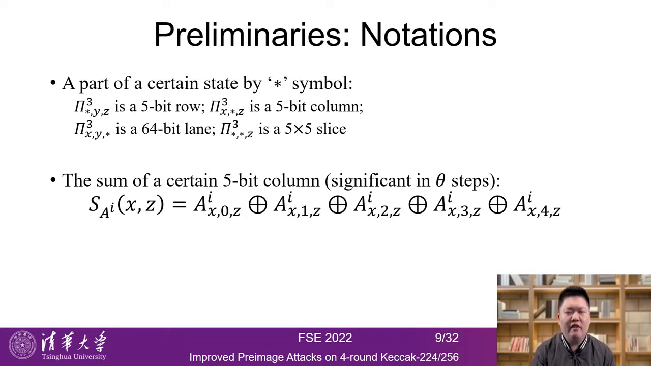Column sum is a significant value in theta steps. We use symbol S to denote the column sum so that we can simplify some calculating formulas. This symbol is marked by a certain state with xz, which denotes the sum of the corresponding 5-bit column.